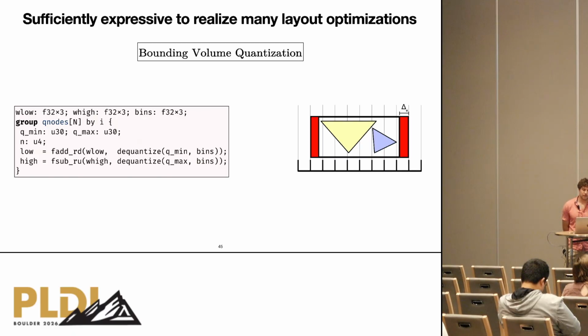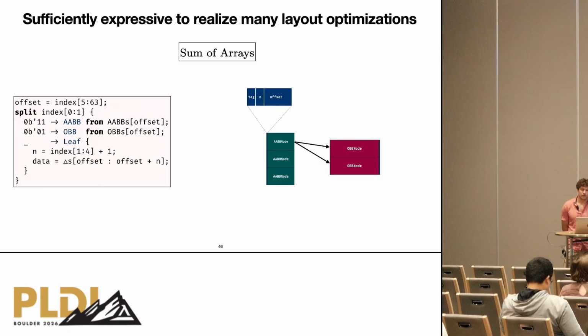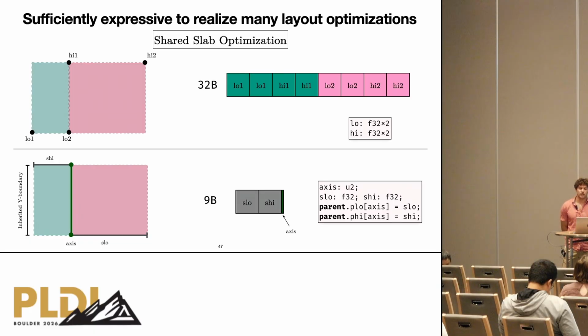This includes things like bounding volume quantization, which trades off a more compact layout for less work efficiency during traversal, but is still functionally equivalent in the world of spatial queries. This includes sum of arrays, as depicted earlier, which is a way to more compactly store some types where each injection may have disparate sizes. Here we're seeing a trade-off of space for additional compute at runtime. And finally, we provide a way to forego storing redundant information that might be shared between a parent and its children, thus allowing optimizations such as shared slab, where only a subset of the slabs of a bounding volume need to be stored for each child.